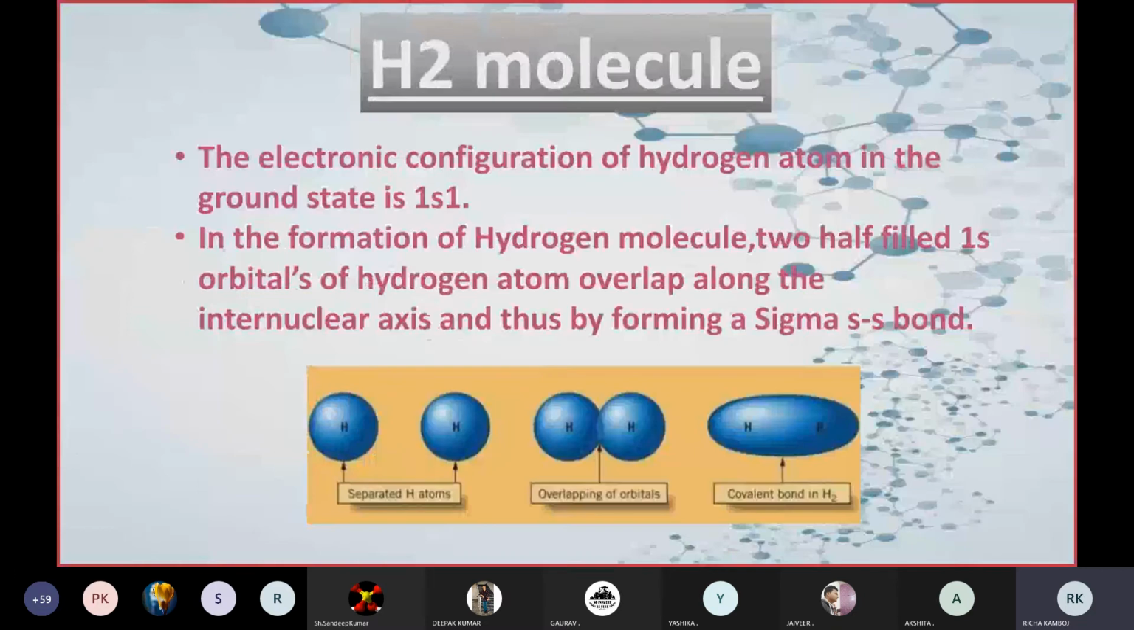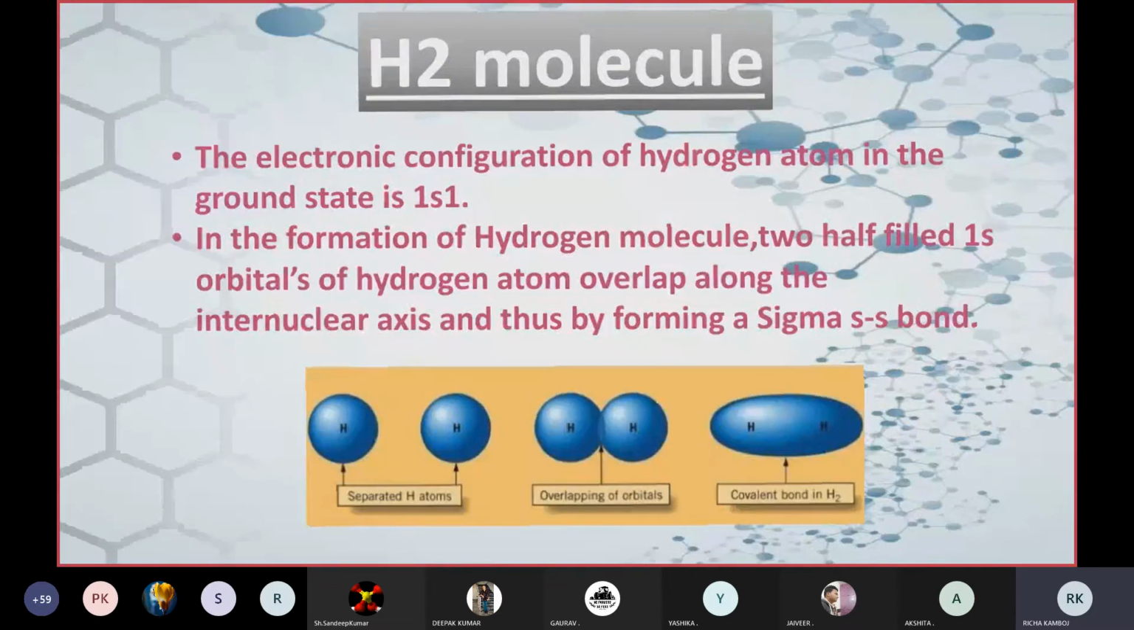H2 molecule. The electronic configuration of hydrogen atom in the ground state is 1s1. In the formation of hydrogen molecule, two half-filled 1s orbitals of hydrogen atoms overlap along the internuclear axis and thus form a sigma s-s bond.